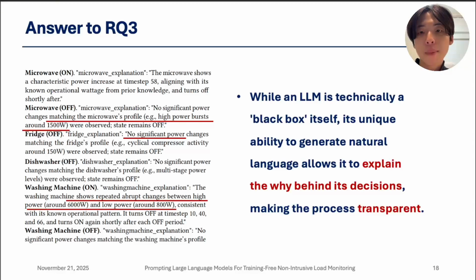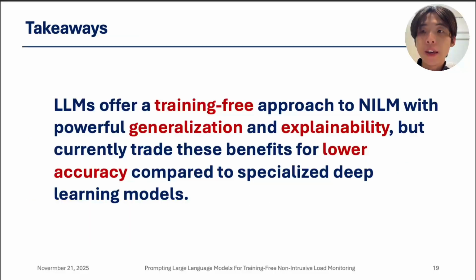So that's the explainability. Okay, let me end with the main takeaways. Large language models offer a training-free approach to NILM with powerful generalization and explainability, but currently trade these benefits for lower accuracy compared to the specialized deep learning models. So in our view, their current value is less about replacing NILM models and more about serving as a flexible, interpretable component in future areas like smart home agents.